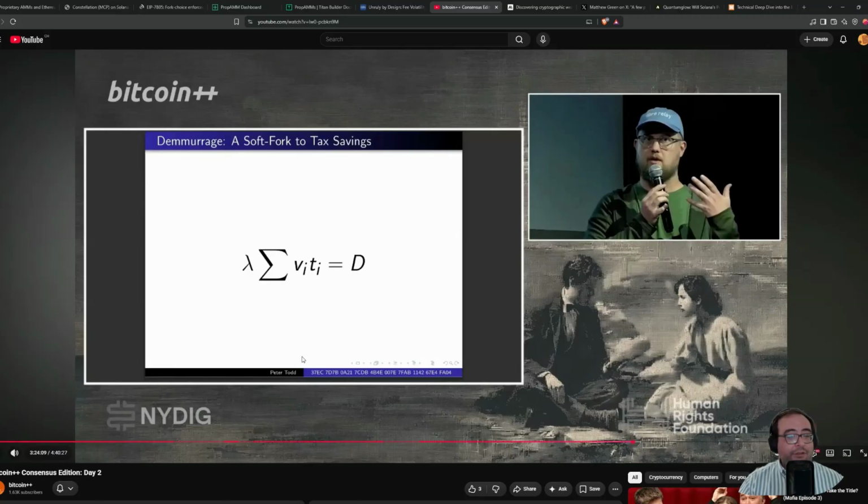And Peter Todd here talked about Demurrage as a soft fork or Emission as a hard fork. These two things are both possible, and honestly, they make sense. Now, I understand today is for some even sacrilegious to talk about it, but they actually make sense. So I will just briefly introduce what they are.